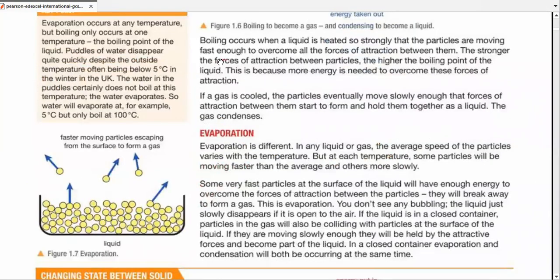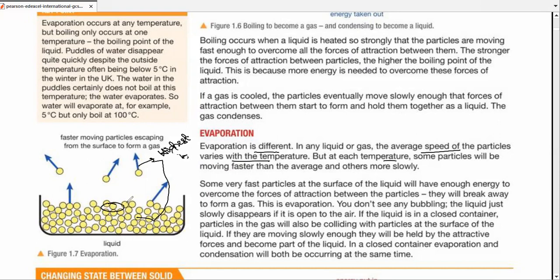Now, in case of evaporation, it's a little different. The average speed of particles varies with the temperature, but at each temperature, some particles will be moving faster than the average and others more slowly. So we can actually categorize them into three different categories. This one has the highest energy, or at least we can say that they have the highest speeds. The energy and speed can be easily linked with one another. So this one has the highest energy.